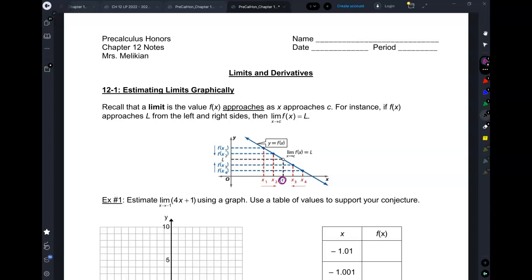Did we ever talk about what is the actual value at x equals c? No, that we don't care about. We just care about what value it is approaching, from the left or the right.